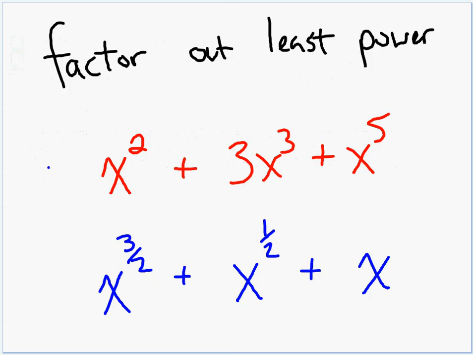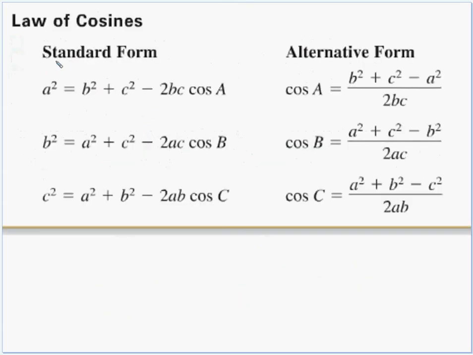And here we see it in 2 forms. On the left is standard form. On the right is a different form if we solve for these angles here. Let's look at standard form first. Notice we've got 3 variations. We have a squared equals b squared plus c squared in the first one. In the next, the only thing that's different is we've switched places of a couple of them. Now it's b squared is equal to a squared plus c squared. And finally, c squared is equal to a squared plus b squared.